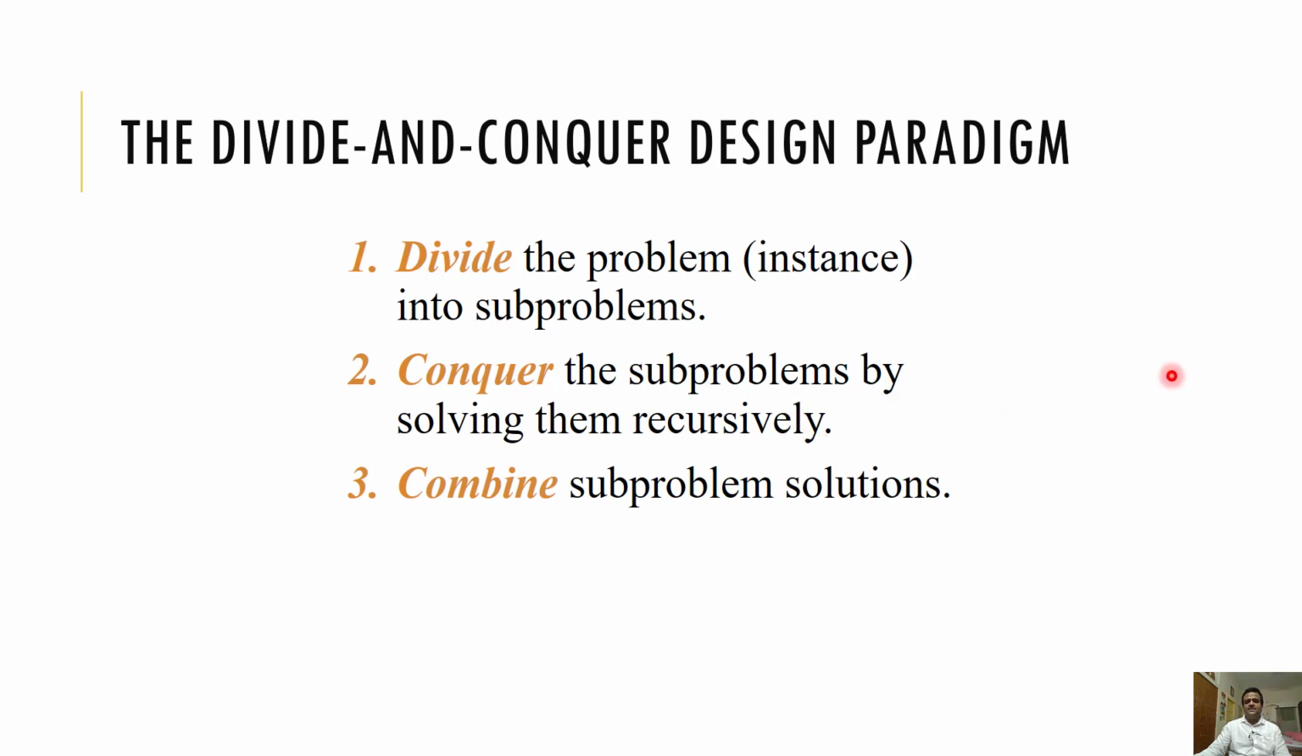Once we have the solutions of these sub problems, whether two, three, or more, we combine the solutions to get the solution of the whole problem or problem instance. That is why this technique is called the divide and conquer technique. So basically three steps: the divide step, then we conquer the sub problems by recursively solving them, and then we combine their solutions to get the solution of the whole problem.